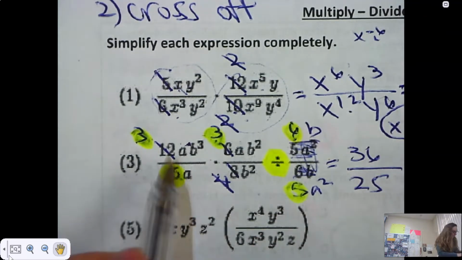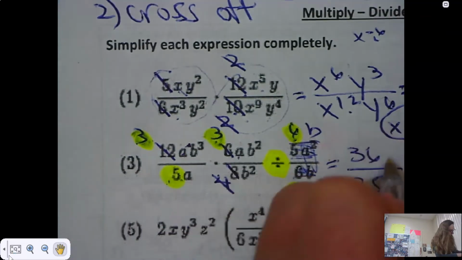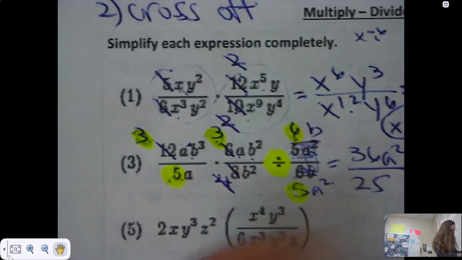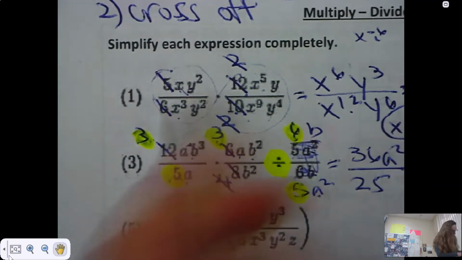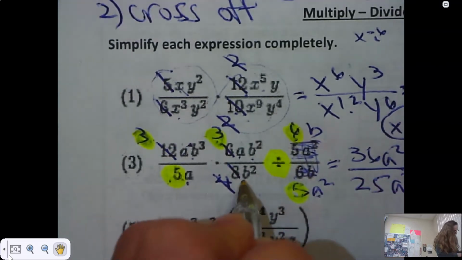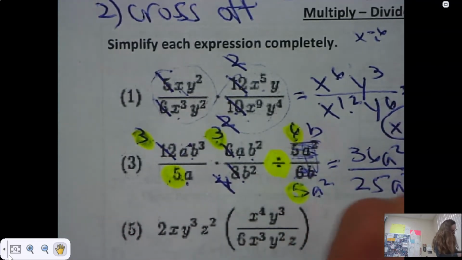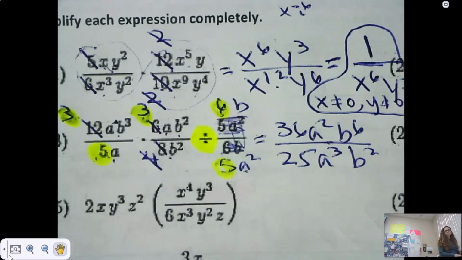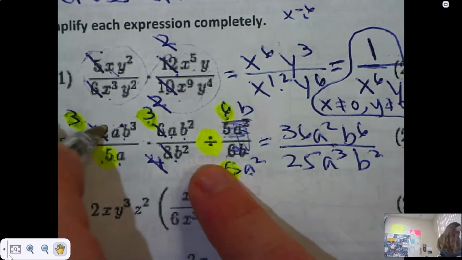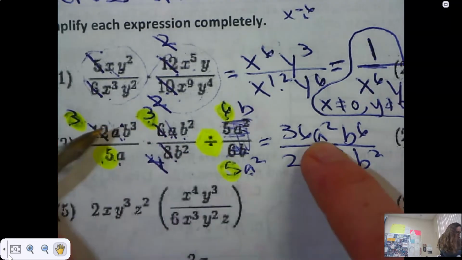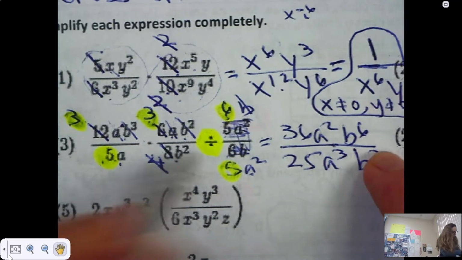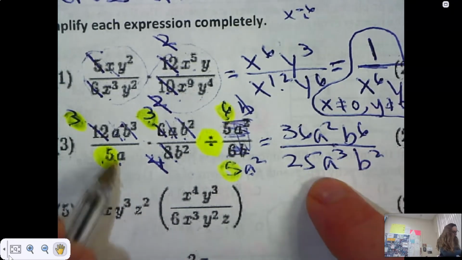Now I'm going to do the letters. I have 1A, 2 A's on top, 3, 5, 6 B's on top. I have 1A, 3 A's on bottom, and I have 2 B's on the bottom. Okay, so let's make sure. And to me, this is one of those, it's not that it's very difficult, but it's easy to make mistakes. So 1A, 2 A's, good. 3B, 4B, 6B, good. And I crossed it off, notice when I'm done using it.